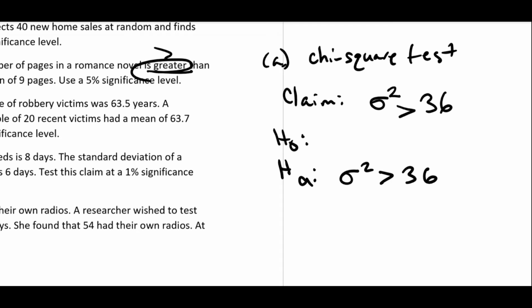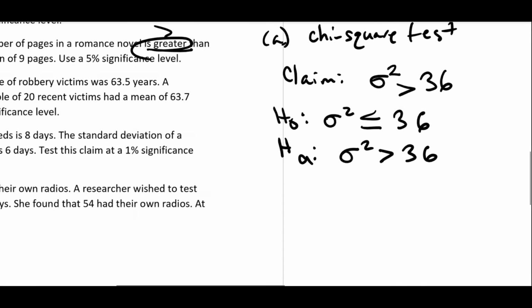Okay, so see what much of a difference it makes. If you put an equal sign there for the claim, that belongs to the HO, like I mistakenly did. But if you read that it says greater than, the claim becomes greater than and automatically gets assigned to HA because it's strictly greater than. And now the HO has to be the opposite of that. So the HO is going to be less than or equal to. Don't forget that equal to symbol. Don't just say less than. It has to be less than or equal to 36. The HO has to have some kind of equality in it. All right. So that's my HO and HA.